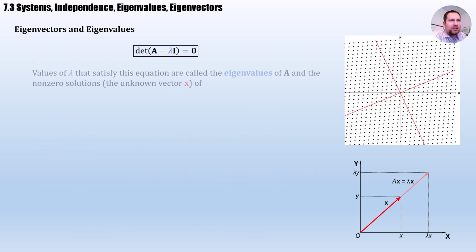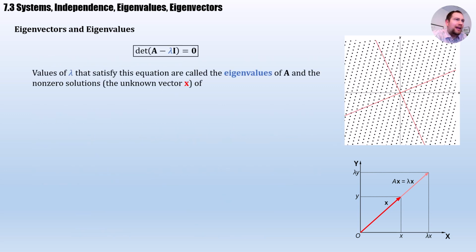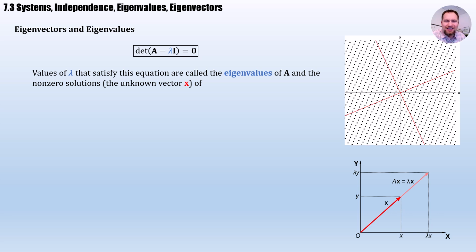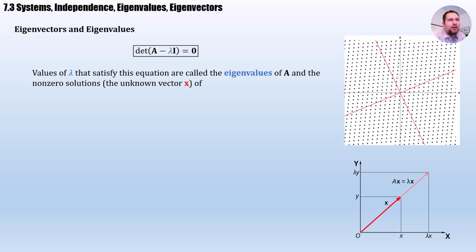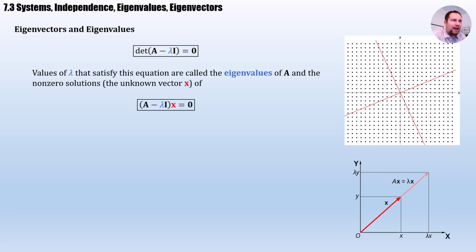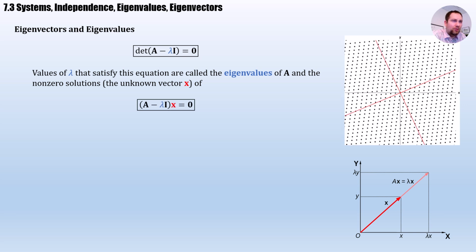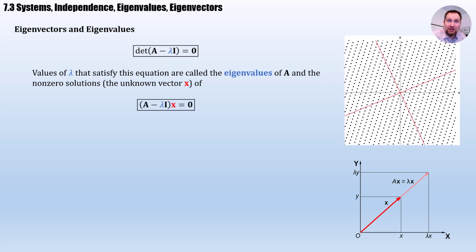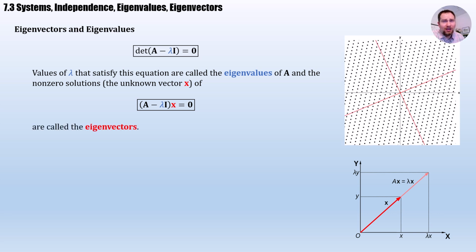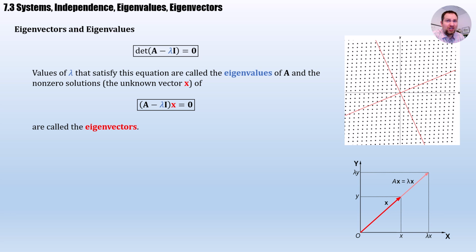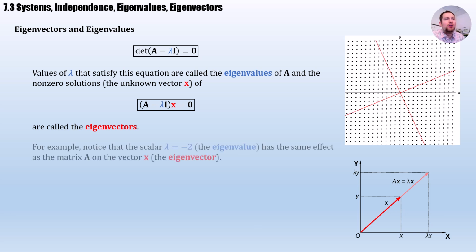So just to be clear, we just said that has to be true. And that lambda, that scalar number, is called the eigenvalue of our matrix A. And the unknown vector X, which points along those red lines in that picture, those vectors that are just scaled by a matrix, are called the eigenvectors.